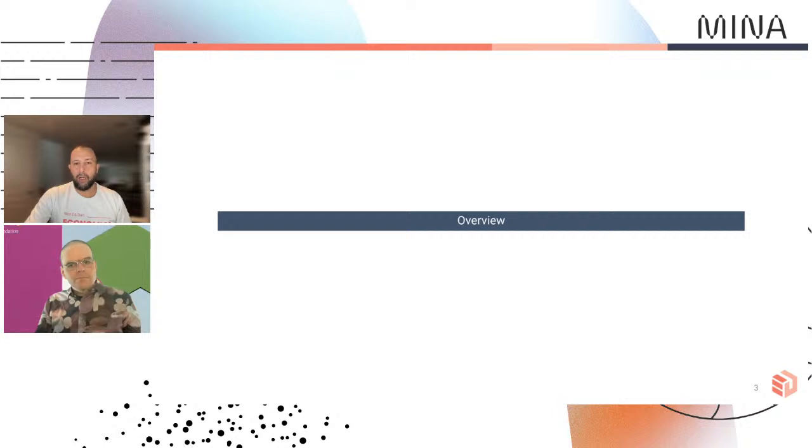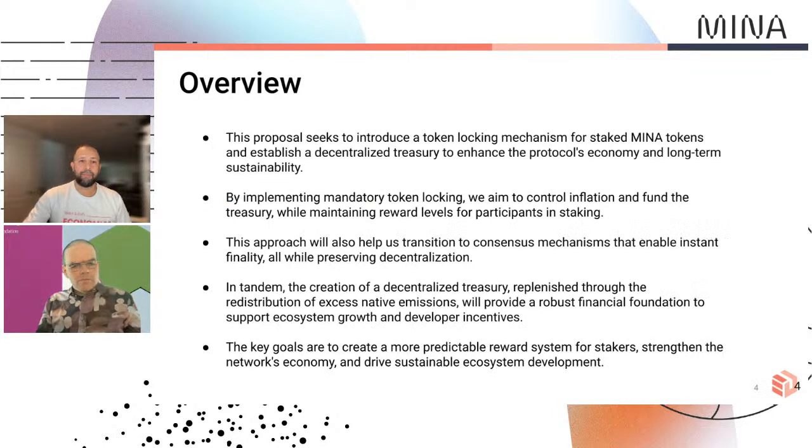If we look at how we approached this, we're trying to introduce a token locking, as I just mentioned, to establish a decentralized treasury and enhance the economy and long-term sustainability. If we implement this token locking, we aim to control the inflation as well, and we will see in what sense and how that works. And at the same time, we would like, as I mentioned, to transition to a potential consensus mechanism that enables instant finality. In tandem with the lock-in, obviously, we will create a decentralized treasury and then replenish it through the redistribution of the excess native emissions.